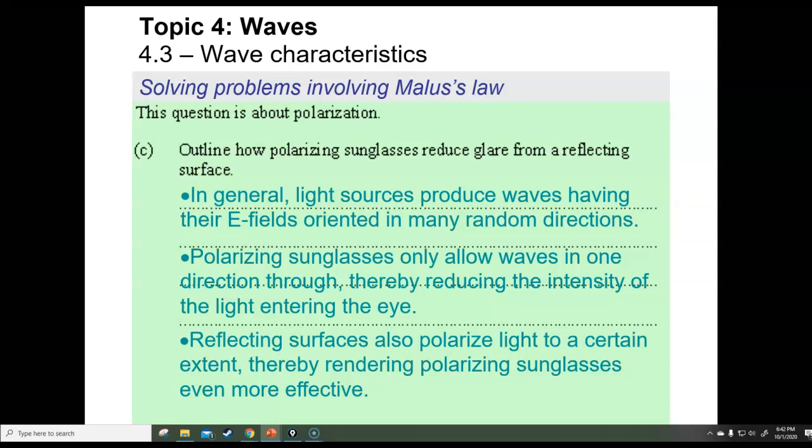Okay, so you have a polarization practice worksheet. You also have polarization questions and Malus Law questions on your topic 4 part 1 worksheet. We are done with this unit. That is the last thing in 4.3, polarization and Malus Law.